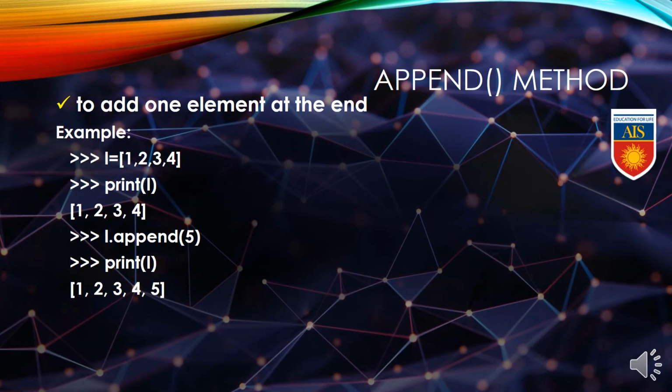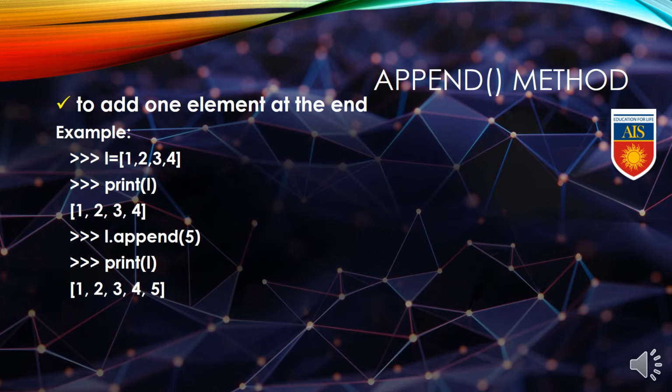Our next option is the append method. It helps to add one element at the end. That means it's a kind of joining function. We can see one example. So L equal 1 2 3 4, print L. It will print normally 1 2 3 4.